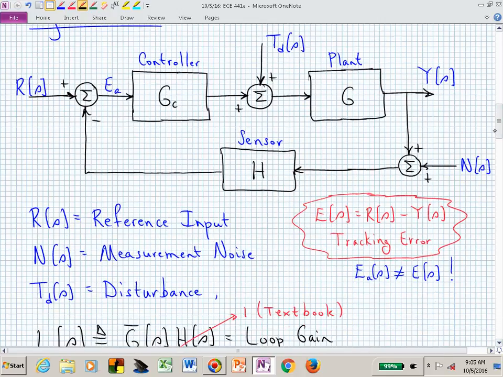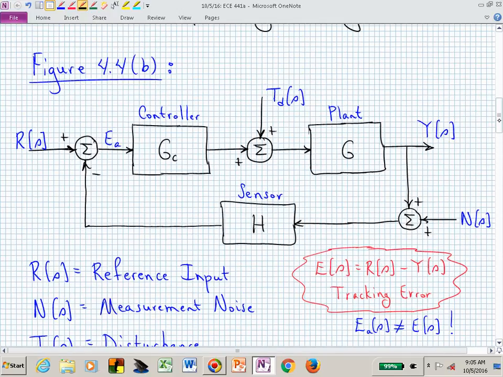Here I've just labeled what some of those particular signals are. Our reference input R, that's the one we're familiar with, our measurement noise N, and the disturbance T sub D coming in between our controller and our plant.